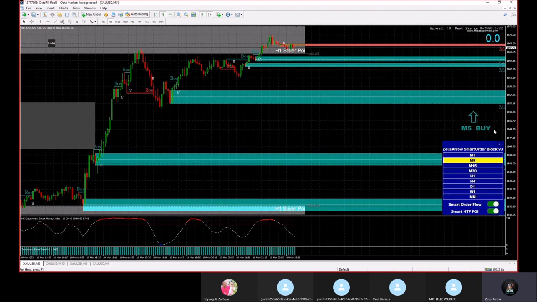Here you can see the smart order flow is showing you that we have a buying bias on the 5 minutes. Whenever we have a bullish bias on the 5 minute, the order flow is showing you that a buying trend is going on, but the order flow does not show you the trend of the ongoing time frame.